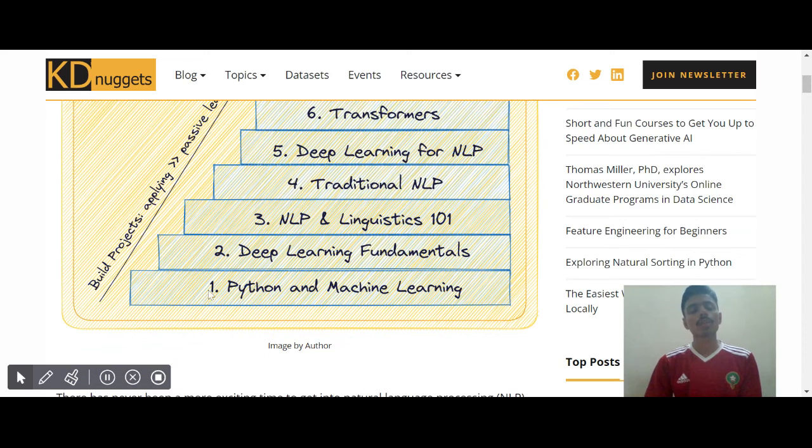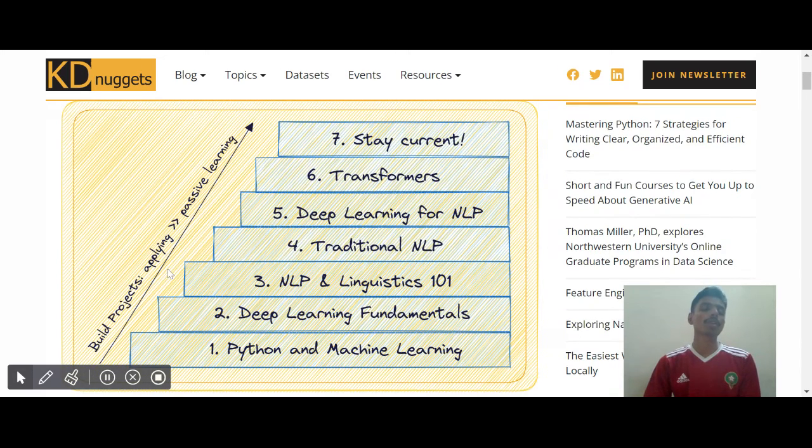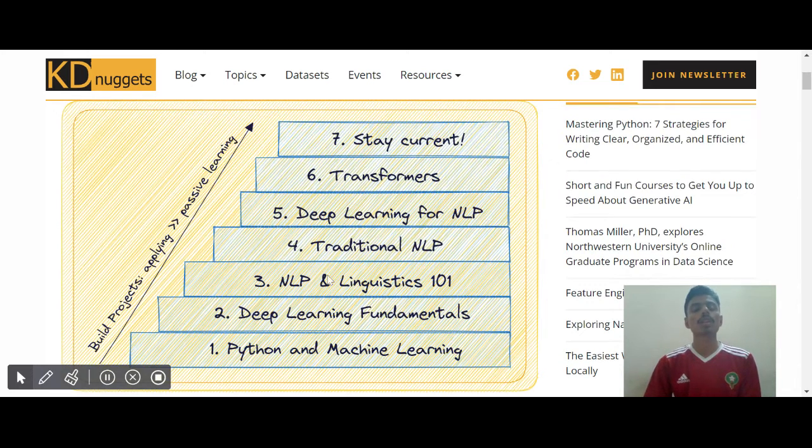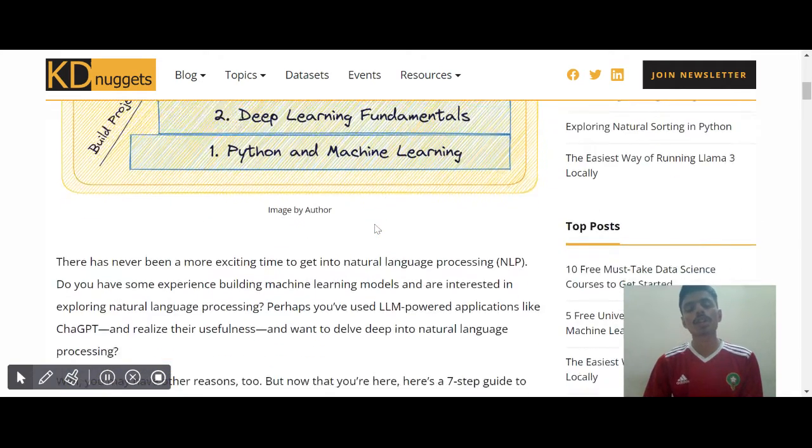So there are some of the build projects applying passive learning. One is Python machine learning, two is deep learning fundamentals, three is NLP and linguistics 101, four is traditional NLP, five is deep learning for NLP, six is Transformers, seven is take grunt.